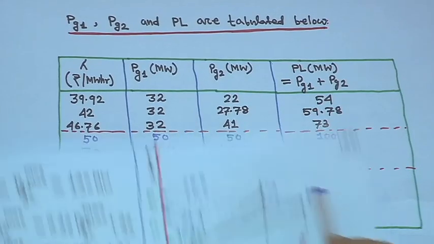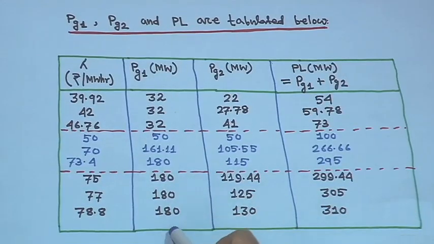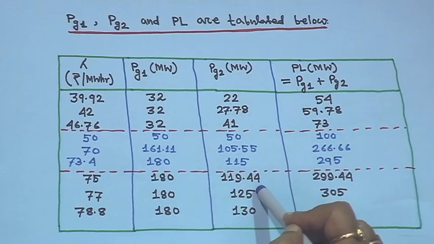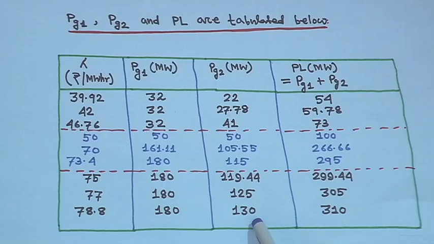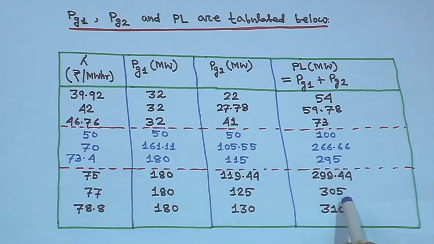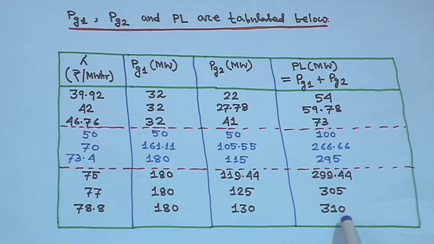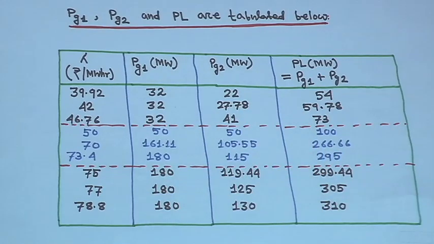Pg1 is fixed because it has touched its limit. So, Pg1 is 180, 180, 180, and then only Pg2 you have to calculate: 119.44, 125, and at 78.8 it is 130, total is 310. So, 299.44 at lambda 75, 305 when lambda is 77, and 310 at the end. So, Pg2 is reaching the maximum 130, and the total is 310. This way I have made the table for you, so that things will be understood.